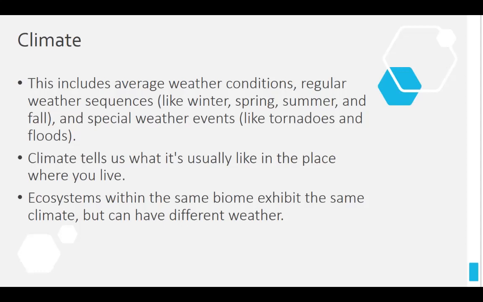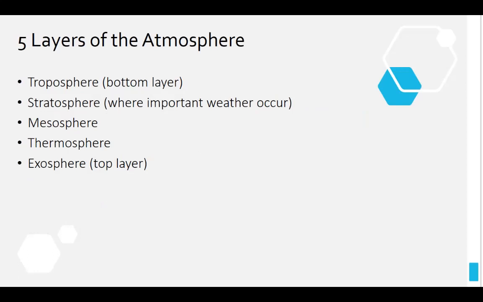Now, we mentioned that there are 5 layers of the atmosphere. I'm going to do an overview of each one of those layers as we finish out. The bottom layer, down by the surface of the Earth, is the troposphere. As we go upward, we're getting farther and farther away from the surface. So, next going up is the stratosphere, and this is where a lot of important weather occurs. And this is also where we're going to start looking at the ozone.